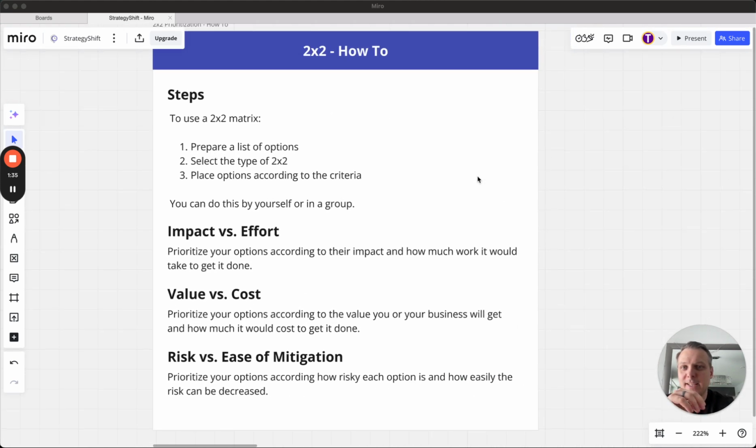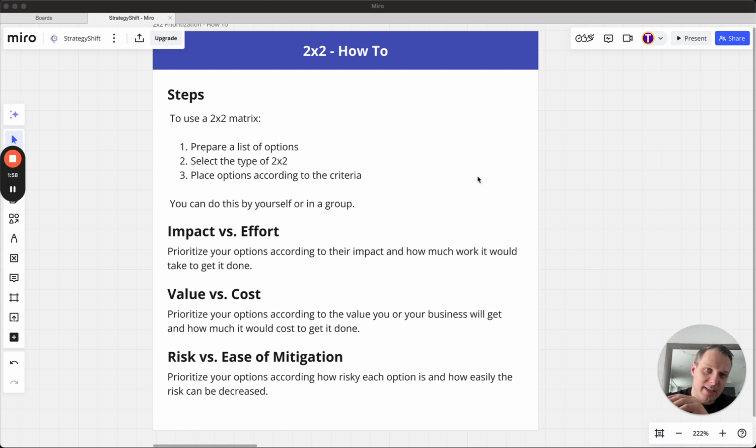All right, so how do we get the 2x2 framework set up? First, you want to prepare a list of options. Whatever you're focusing on, whether it's a list of tasks, a list of problems, a list of strategies, it's a list of options. Then select the 2x2 that will fit best to organize these options, and then place these options according to the criteria of the 2x2.